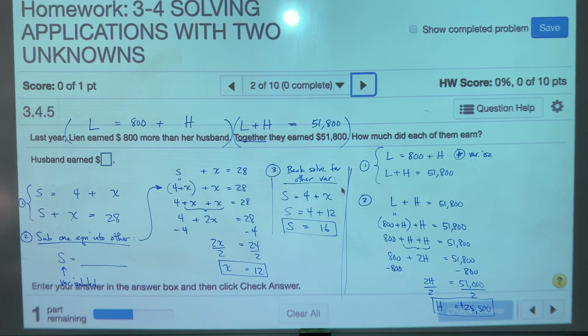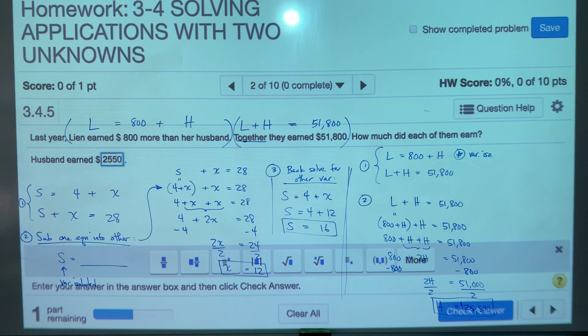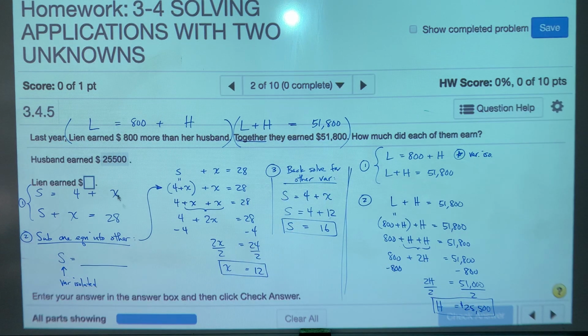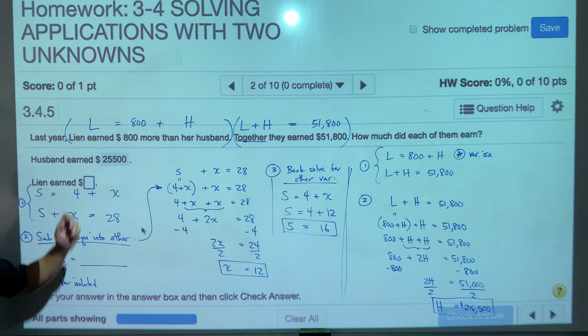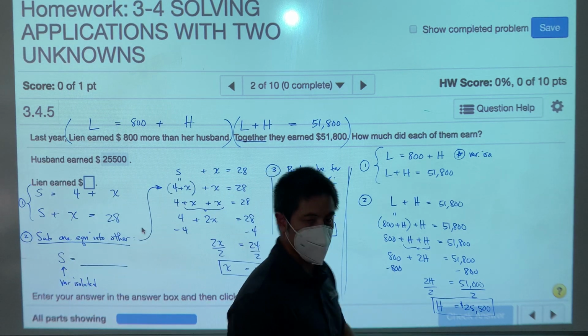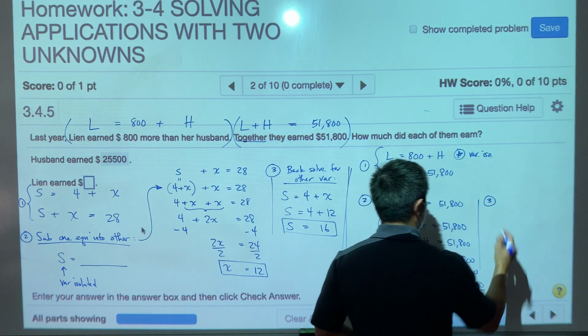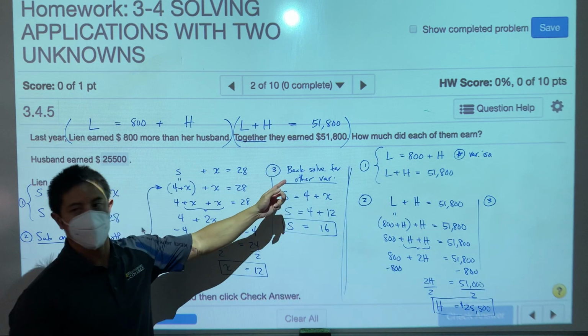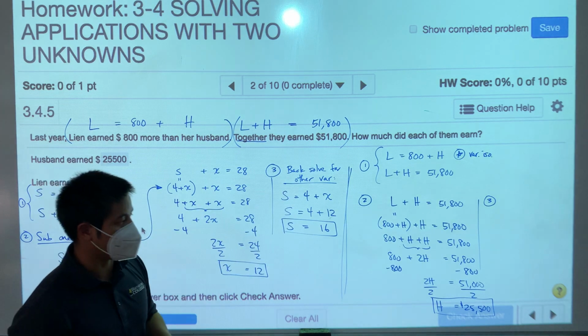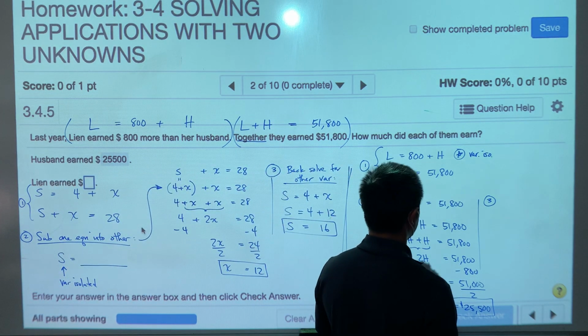25,500, yes. Is that all of the answer? Well, it looks like it so far, right? They just want to know how much did the husband earn, but I bet it's a two-part problem because they say how much did each of them earn. And then, of course, yes, they're going to ask for her salary. So you're not done yet when you get to here. You got one more step to go, and that's step 3, where you need to back solve, back substitute for the other variable. In this case, finding out what Lean's salary is.